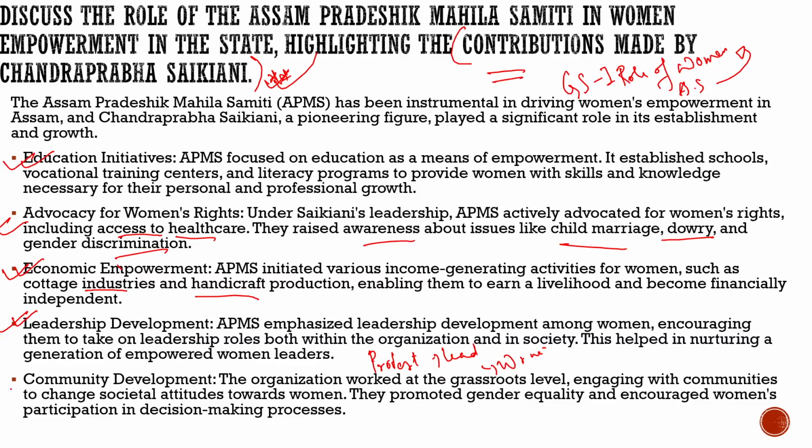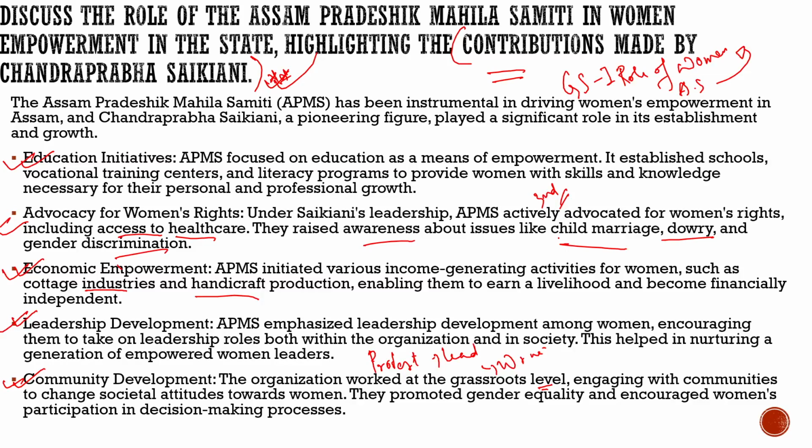Next, they also worked at the grassroots level. And why did they work at the grassroots level? Mostly to change the mindset with respect to women, so that they can promote gender equality and encourage women's participation in the decision making process. So this question was definitely tough, and I would put it in the third category, that is the out of the box category.